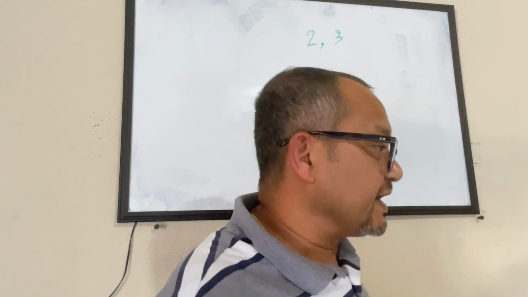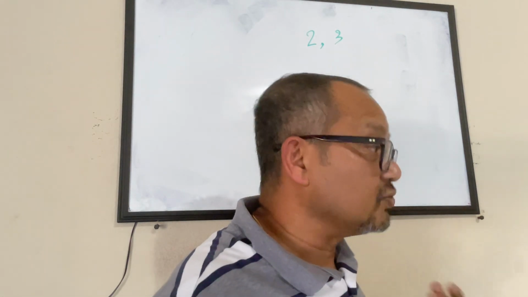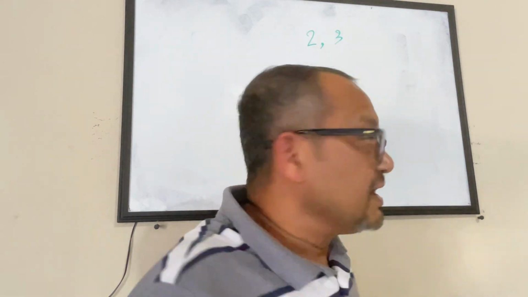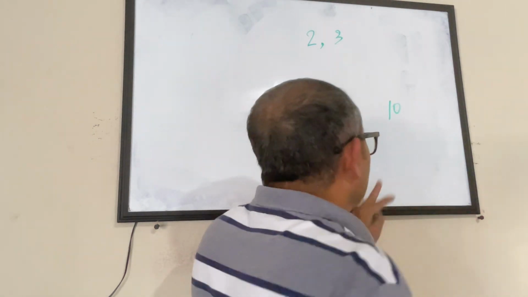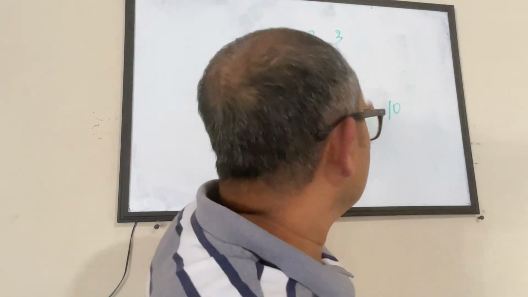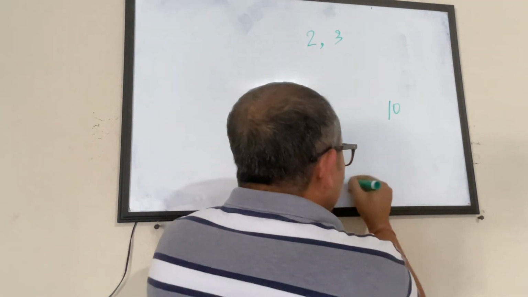2, 4, 6, 8, 10. These are all multiples of 2, meaning you can multiply something with 2 and you get that. If I say 10, is it a multiple of 2? Yes, because you multiply 2 by 5 and you get 10. Is it a multiple of 5? Yes, you multiply 5 by 2 and you get 10.